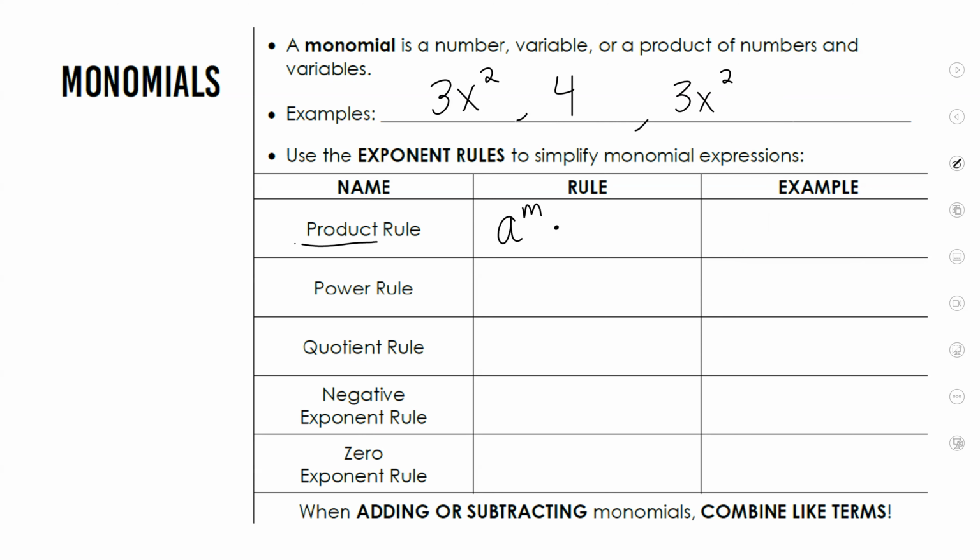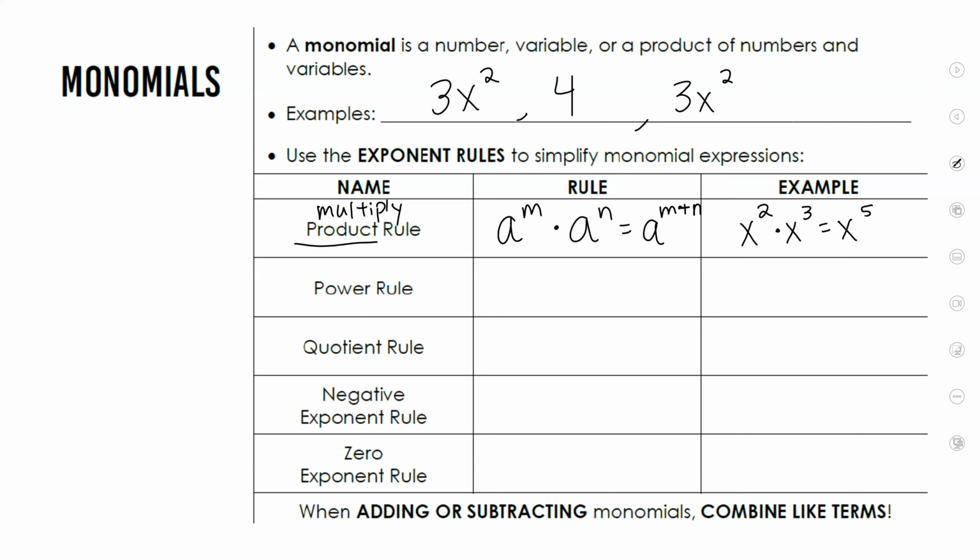Whenever you see product, you should be thinking about multiplication. And the rule says when the bases are the same, you can add the exponents. So an example of the product rule, let's say you have x to the power of 2 times x to the power of 3. This is x to the power of 5.